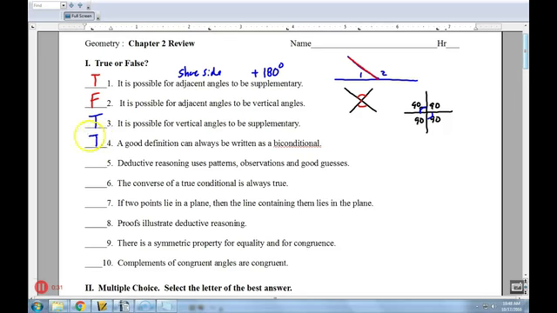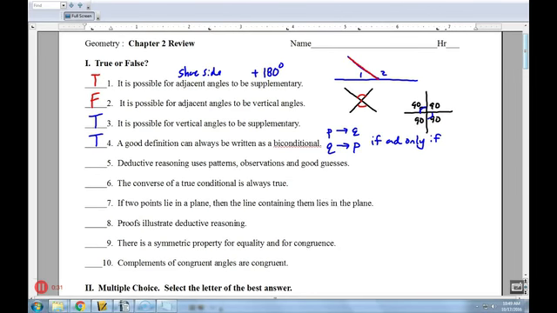Number 4, a good definition can always be written as a biconditional. That is true. Remember, a biconditional means that if P then Q is true, and that it also means the converse, if Q then P, is true. All definitions should be able to be written in that format. And the key part about that is the words "if and only if" are used in the definition.